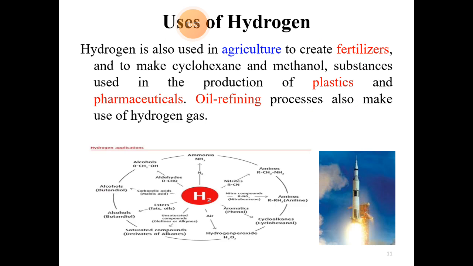The other uses include the agricultural field that creates the fertilizers, then cyclohexane and methanol production in pharmaceuticals, as what you see down here in the slide, how hydrogen reacts with the other compounds to form different useful products. It is also used to produce plastics and even oil refining processes.